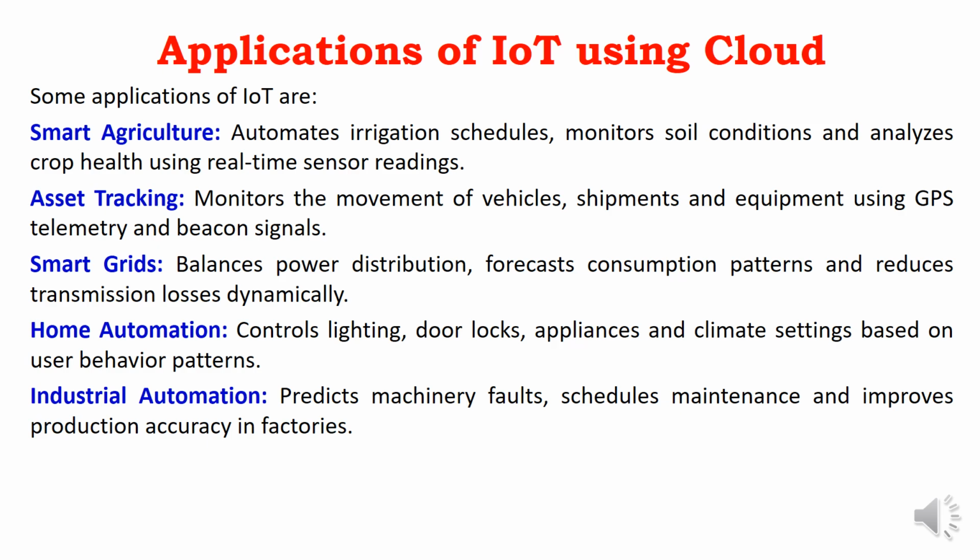Next one is asset tracking. Monitors the movement of vehicles, shipments, and equipment using GPS, telemetry, and beacon signals. Smart grids balance power distribution, forecast consumption patterns, and reduce transmission losses dynamically. Home automation controls lighting, door locks, appliances, and climate settings based on user behavior patterns. Industrial automation predicts machinery faults, schedules maintenance, and improves production accuracy in factories.